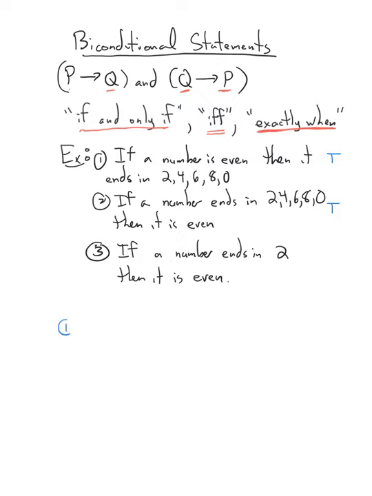Now I want to draw these in terms of all statements. So rewording 1 says all even numbers end in 2, 4, 6, 8, or 0. So here are our even numbers.